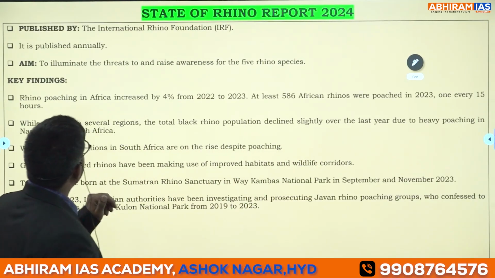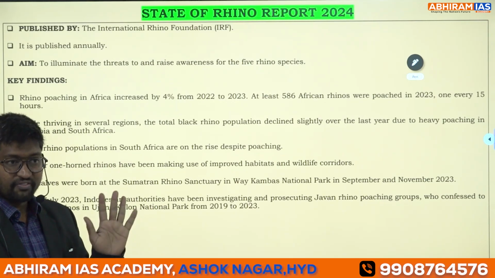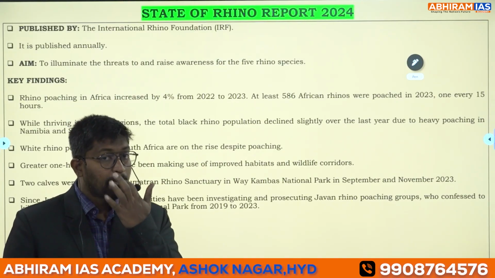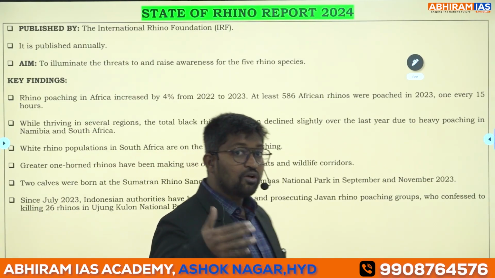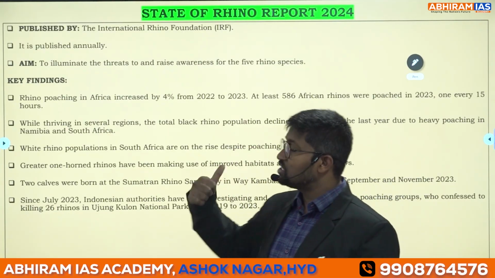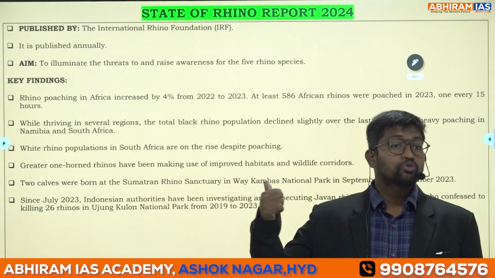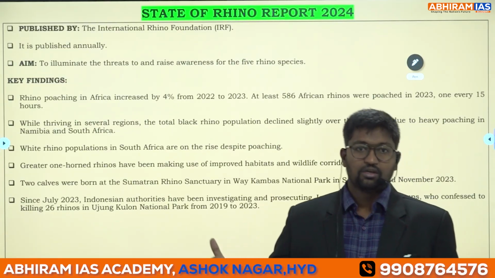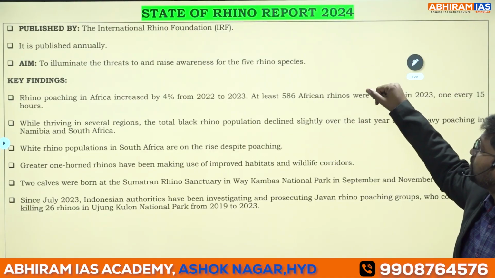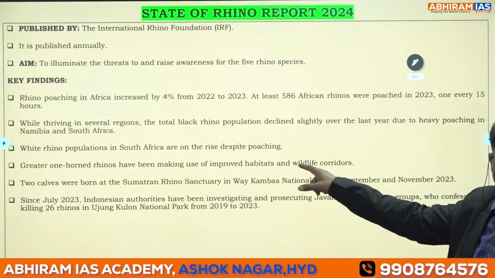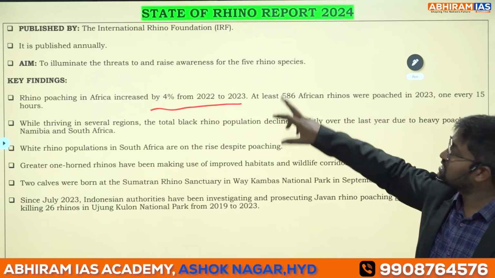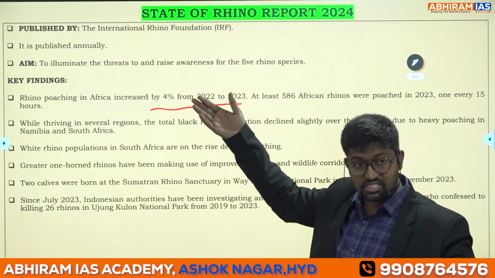So now you understand the different types of rhinos. In Africa we have the white rhino and the black rhino, present in South Africa. Why this is in the news is that poaching of rhinos has been happening in African countries, and the State of the Rhino Report 2024 has been released. For these two reasons rhinos are in the news: increased poaching in Africa, and this report highlighting it.